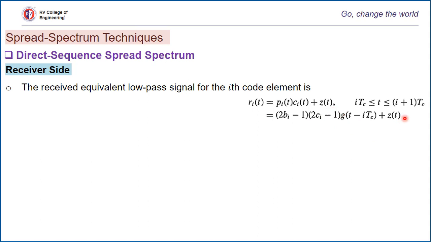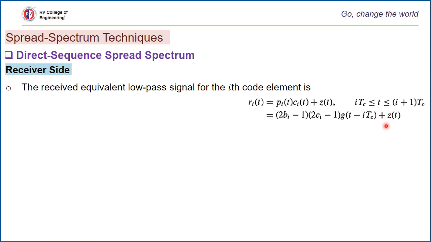Here Z of t represents the low pass equivalent noise and interference signal corrupting the information bearing signal. Please make sure that the product of these two will be either +1 or -1, accordingly, whether Bi is 0 or 1 and Ci is 0 or 1. So this is basically our BPSK signal getting corrupted with the noise.